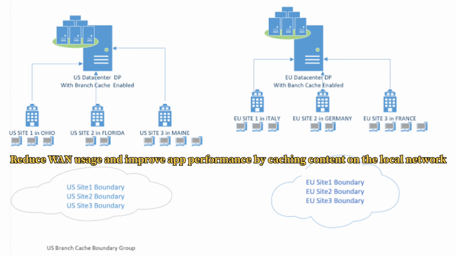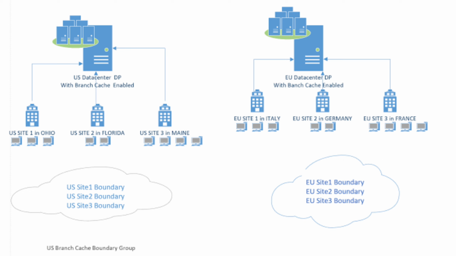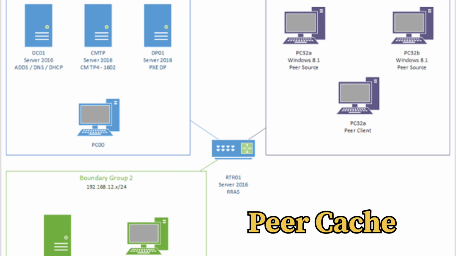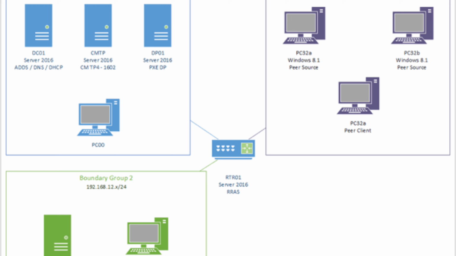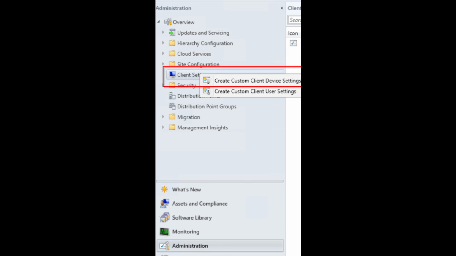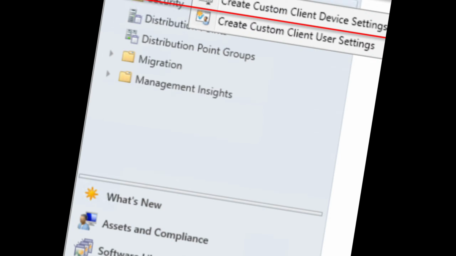So in this diagram you can see how branch cache is set up for the workstations getting managed through SCCM, and in the next diagram you can see how the peer cache is set up for the workstations getting managed. So you have to create different boundary groups for the peer cache setup. Now we will discuss how to set up branch cache and peer cache in SCCM console. So let us see the steps.